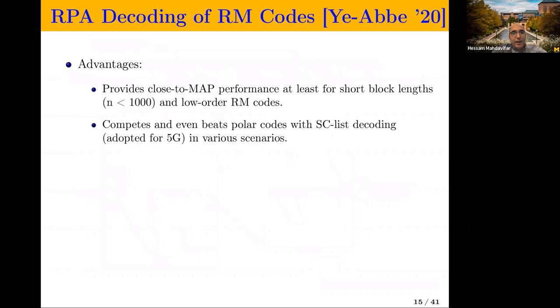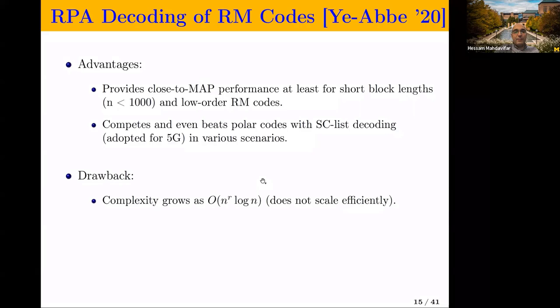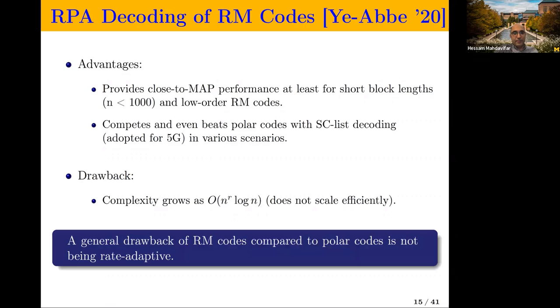All right, so the advantage of RPA is that it provides close to MAP performance, at least for short block lengths. There's no proof, it's all empirical. It also competes with and even beats polar codes with SC-list decoding, which are adopted for 5G, in several scenarios. That's the advantage, but the bad news is that the complexity still grows like n to the r log n. So in general this is not polynomial. If r is constant then yes, it's polynomial, but even that is not good for us. We usually want something linear in n or n log n at most. Even n squared is not good for us. From a complexity and implementation perspective, we need linear or quasi-linear complexities.